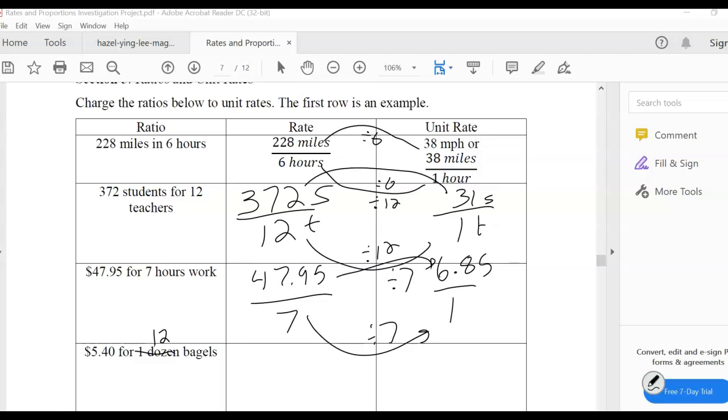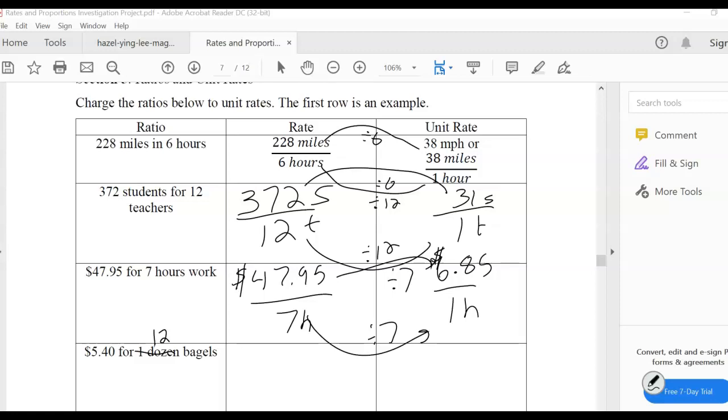This would give you half credit because you do not have anything labeled. There should be a dollar bill sign in front of there. You should have an H in front of or behind your 7. There should be 1 hour. And it should be $6.85. If you're not labeling those, you don't know what the unit rate represents. So please make sure you have those on your paper.